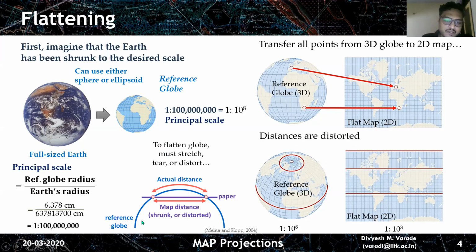The classic example here is, if this blue surface is the Earth, the reference globe, and we have a sheet of paper we want to project this reference globe on. And let's say these are the 2 points that we want to project the distance between. So the actual distance on the reference globe is much larger than that on the map. This means that we are basically shrinking down this length here on the 2D map.